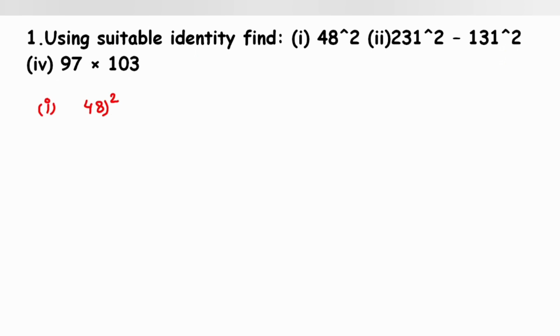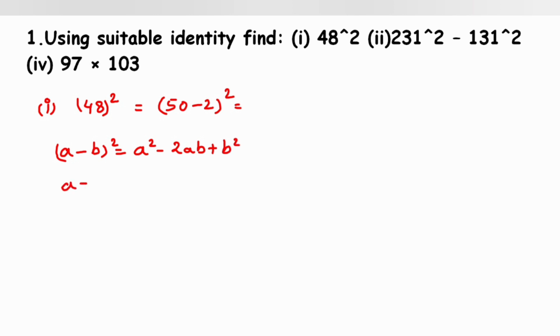So 48 can be written as 50 minus 2. So this is equal to (50 minus 2) whole square. Now this is like (a minus b) whole square, which is equal to a square minus 2ab plus b square. Here a value is equal to 50 and b value is equal to 2. So we'll just substitute in that. So we'll get 50 square minus 2 into 50 into 2 plus 2 square.